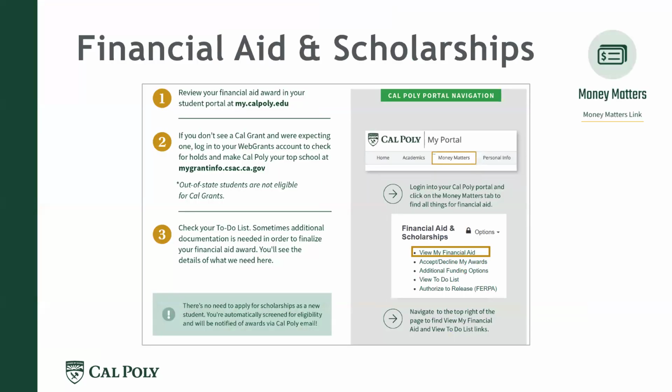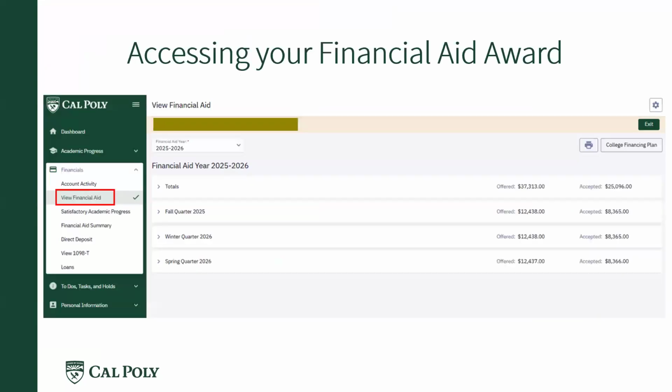You can find your financial aid offer in the Money Matters tab of the Cal Poly Student Portal. This will open up your Student Center, where you can view your financial aid by term or for the year. Here you can see the aid broken down by term, and if you click on each term, it will open up and make the aid viewable.